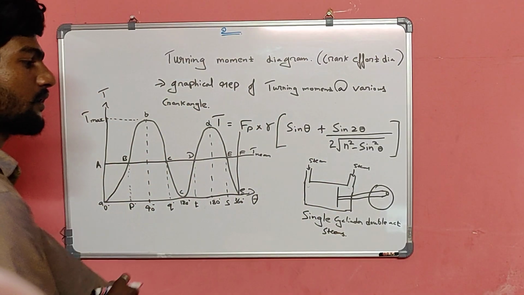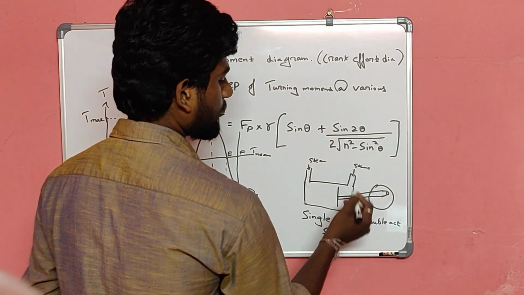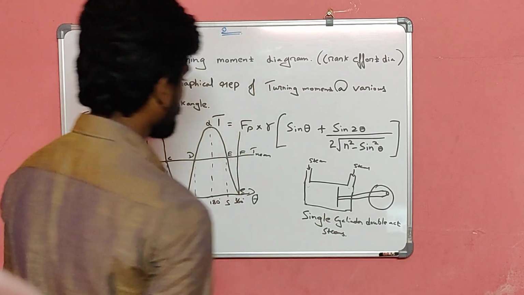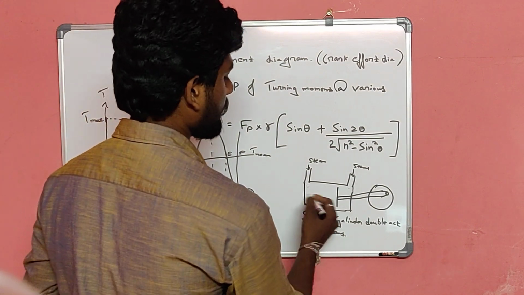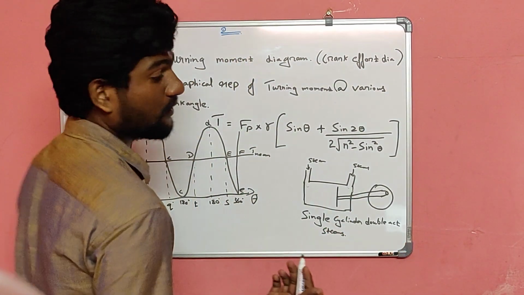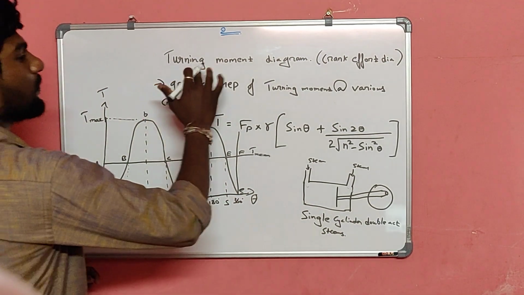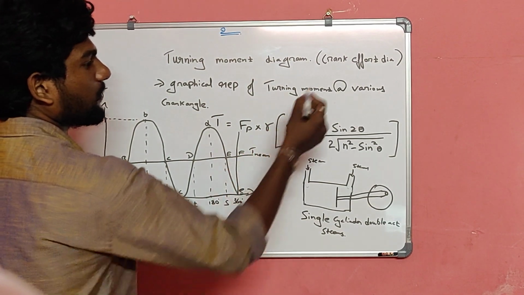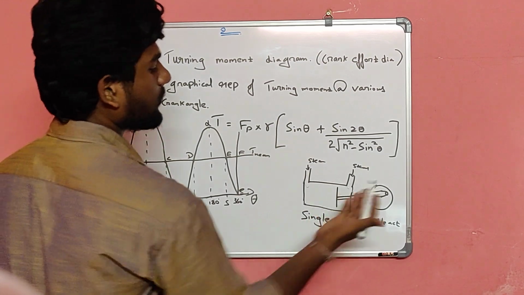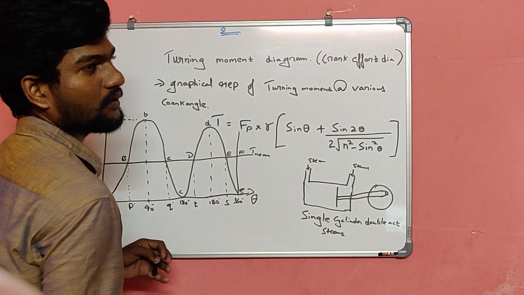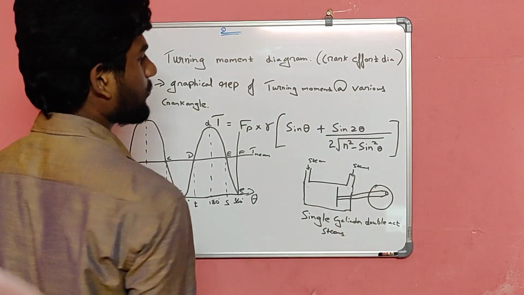Basically, in both strokes, during the upward stroke and the downward stroke, steam does work on the piston. So in both strokes we get work on the crank. So we get positive work in both strokes. Turning moment drawing is also referred to as crank effect drawing, because it shows how much effect the crank makes at each angle that is represented. So it is also called crank effect drawing.